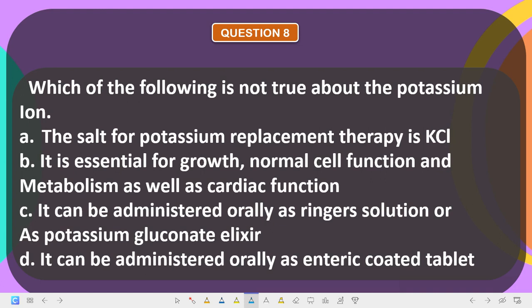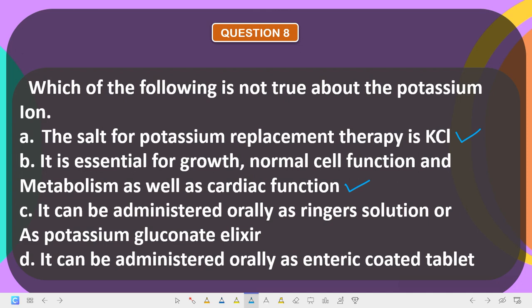Which of the following is not true about potassium ion? The salt for potassium replacement therapy is KCl. Is that true? Yeah, that is true. It is essential for growth, normal cell function, metabolism, as well as cardiac function. This is true.